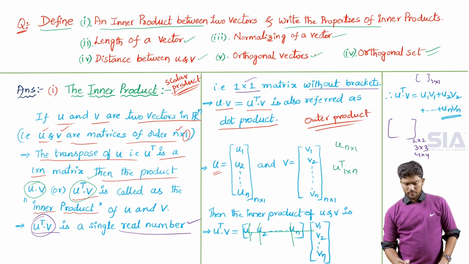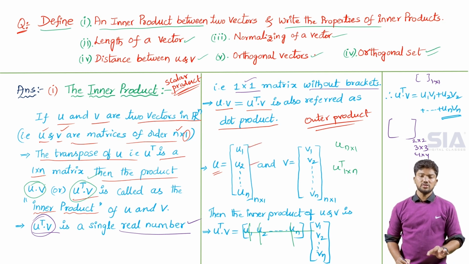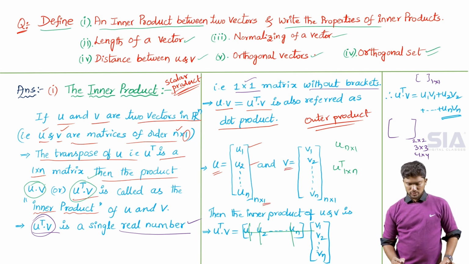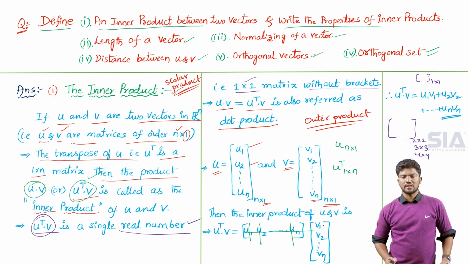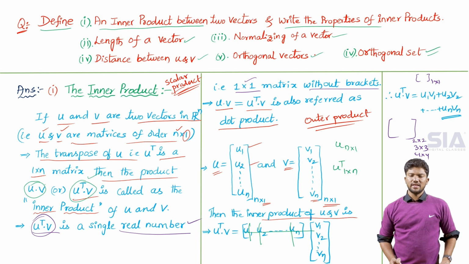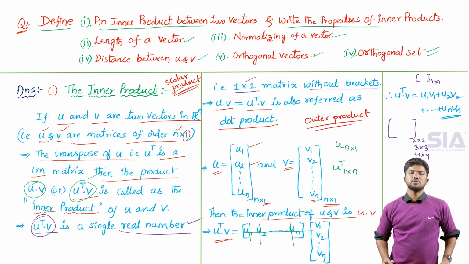U is equal to U1, U2 up to U suffix n, a column matrix, where small n is the number of rows and there is only one column. The second vector capital V is equal to V1, V2 up to V suffix n. It is also a one column matrix. Then the inner product of U and V is given by U into V. That value we can also write as U transpose into V.